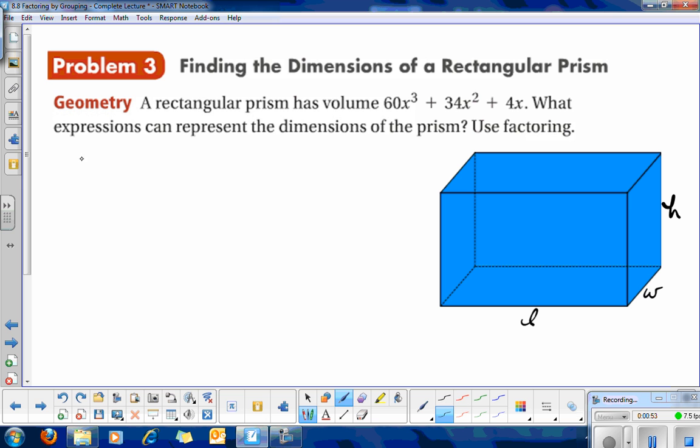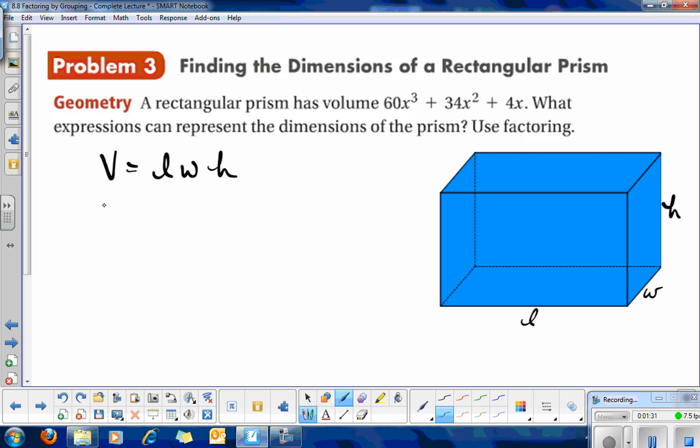Okay? So let's rewrite. Well, let's start with saying that the volume is equal to the length times the width times the height. Okay? Now, when I do this, I'm going to have that volume is going to equal something times something times something. And those somethings, of course, are probably going to be either a monomial or a binomial. Okay? So, keeping that in mind, let's go ahead and rewrite now.